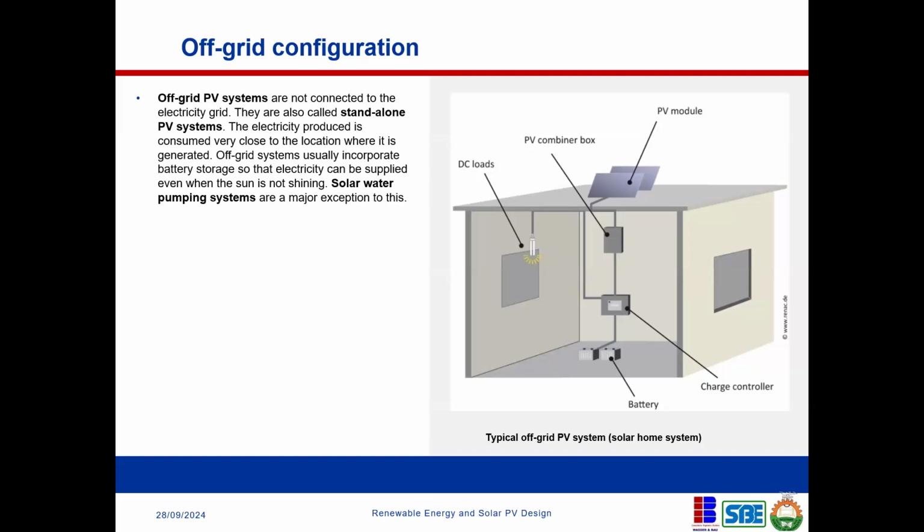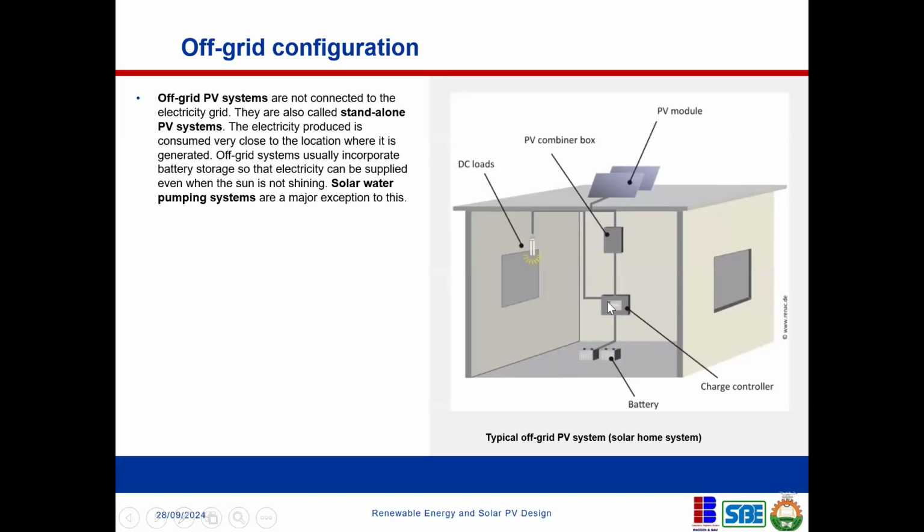So now this is an off-grid configuration, which I have already briefly explained. You have your solar panels, which go through a combiner box where multiple solar panels are brought together, and then feed into a charge controller if you're running a battery system. If you don't have a battery system, then you don't need a charge controller.